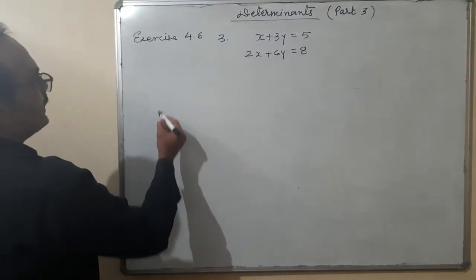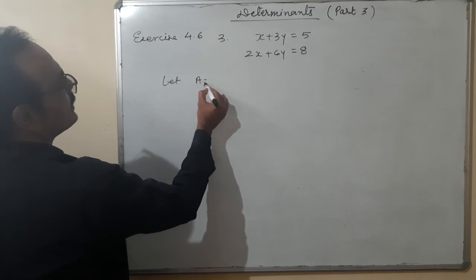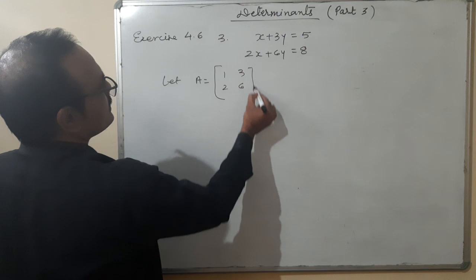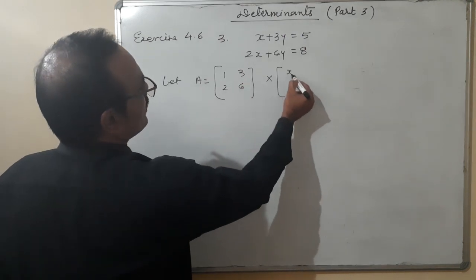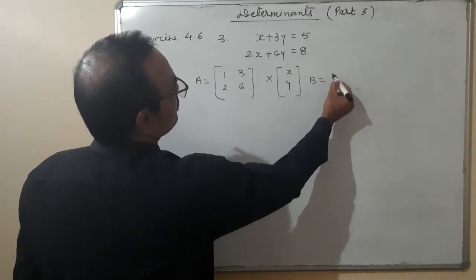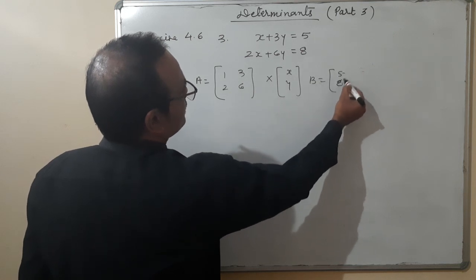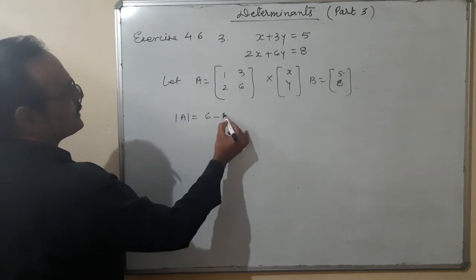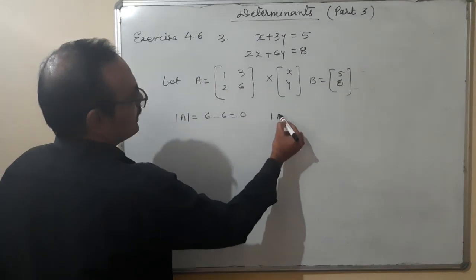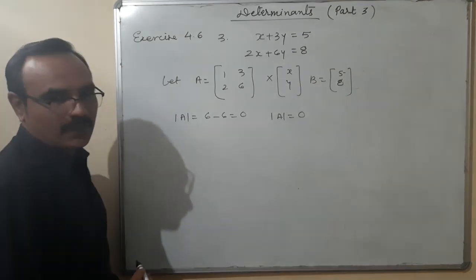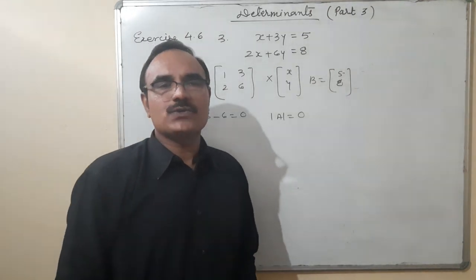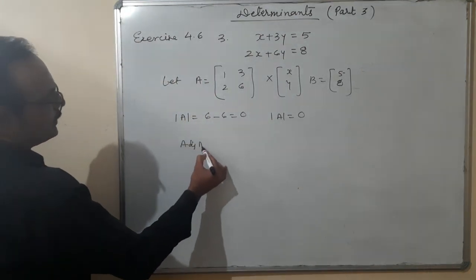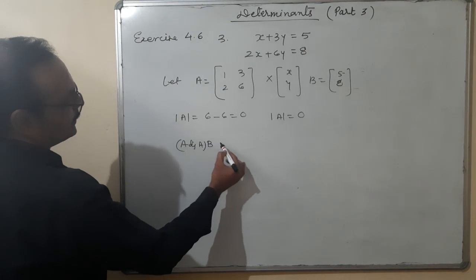Let A be the coefficients of the variables 1, 3, 2, 6, and B is the matrix 5, 8. Determinant value of A is 6 minus 6, which is equal to 0. Determinant value of A is equal to 0, that means it is singular. If it is singular, then we have to find adjoint of A multiplied by B.